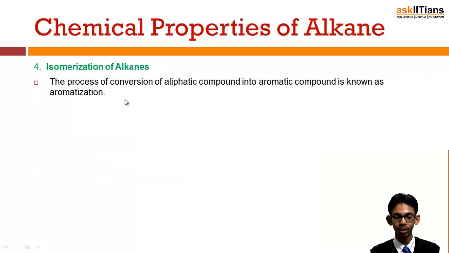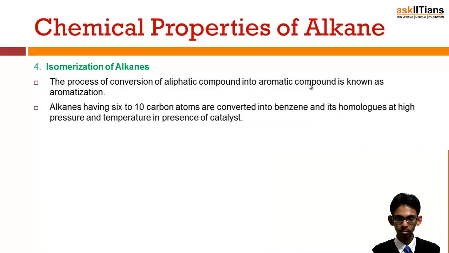The process of conversion of aliphatic compounds into aromatic compounds is known as aromatization. Alkanes having 6 to 10 carbon atoms are converted into benzene and its homologues at high pressure and temperature in the presence of a catalyst. So this means when alkanes are heated under pressure and high temperature, they result in the formation of benzene or any other aromatic hydrocarbon.